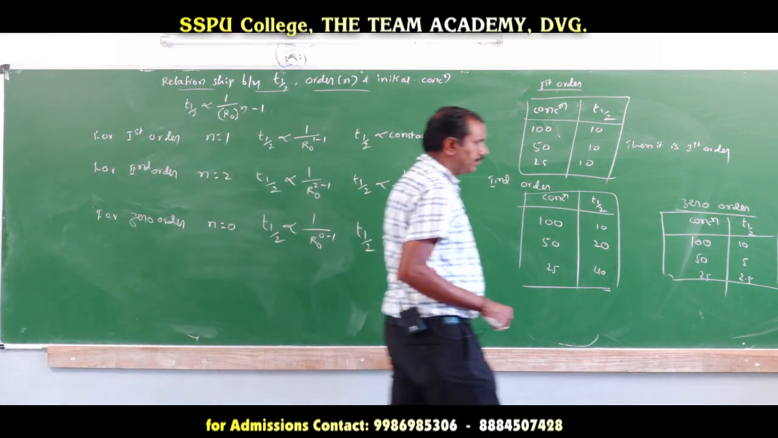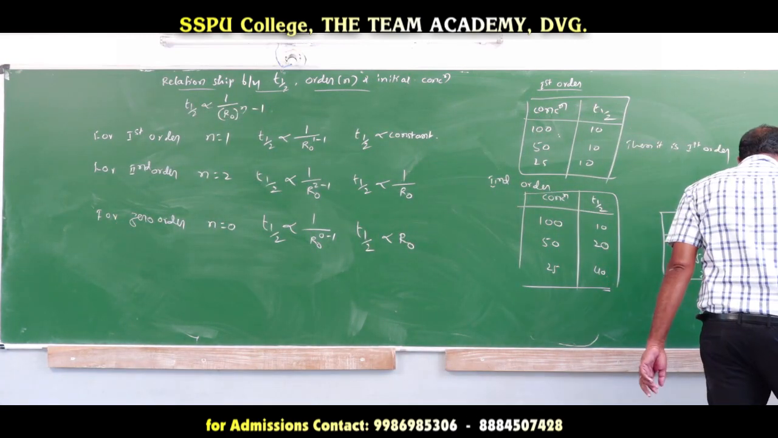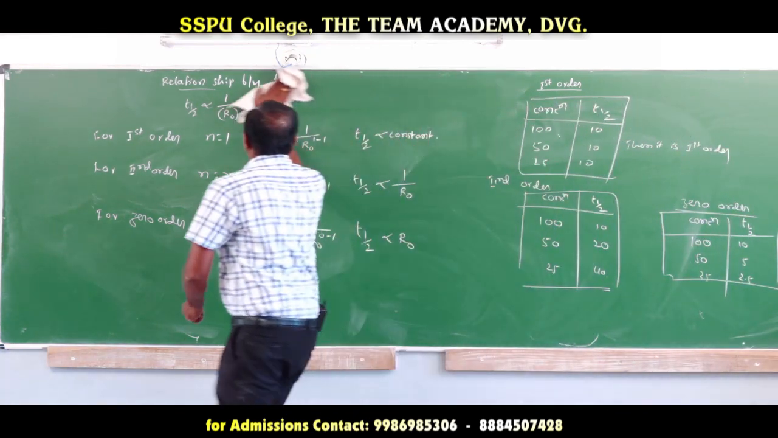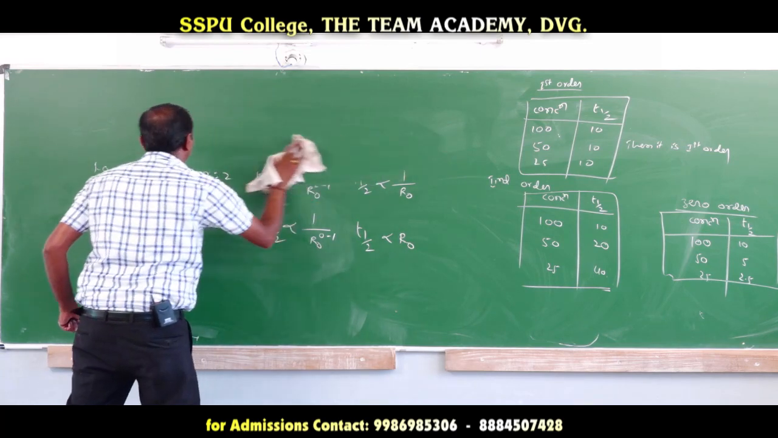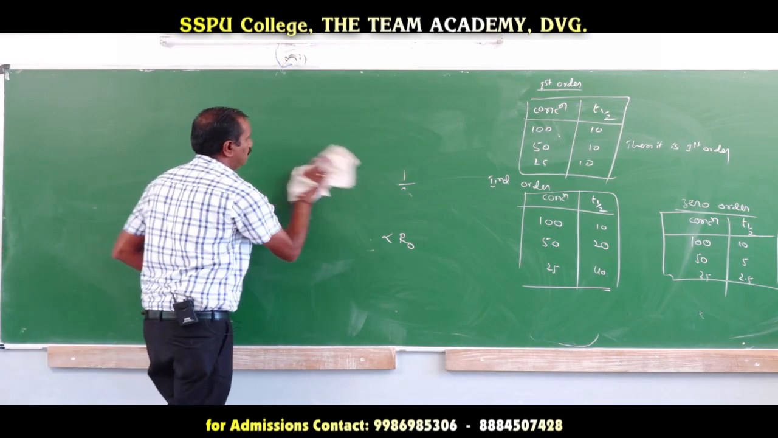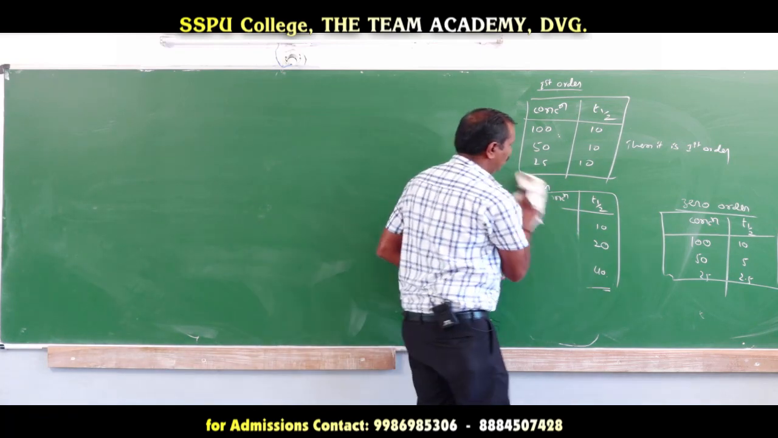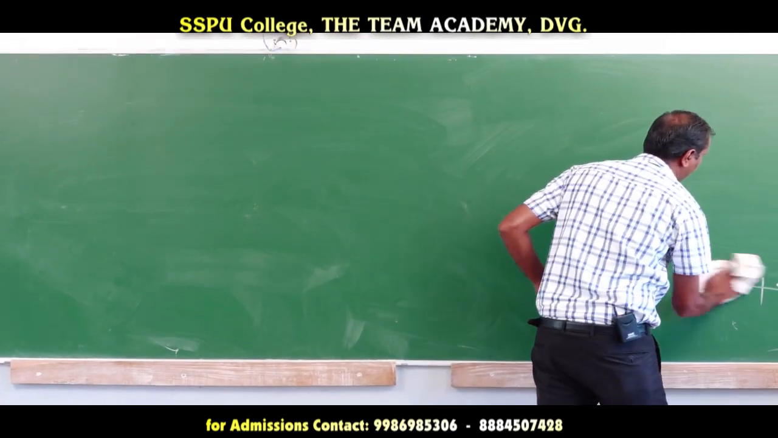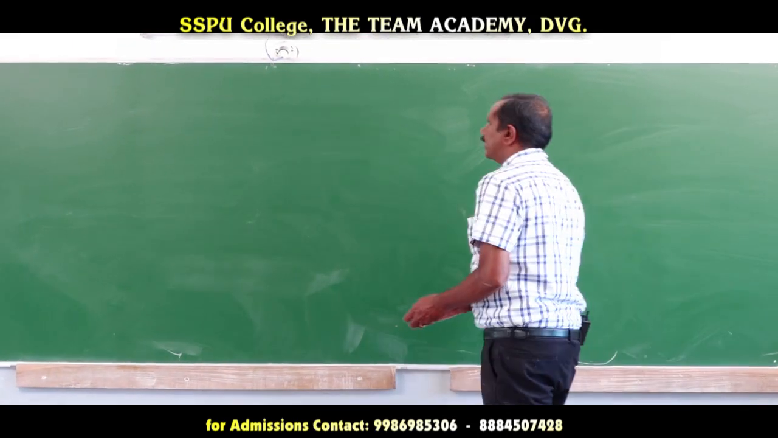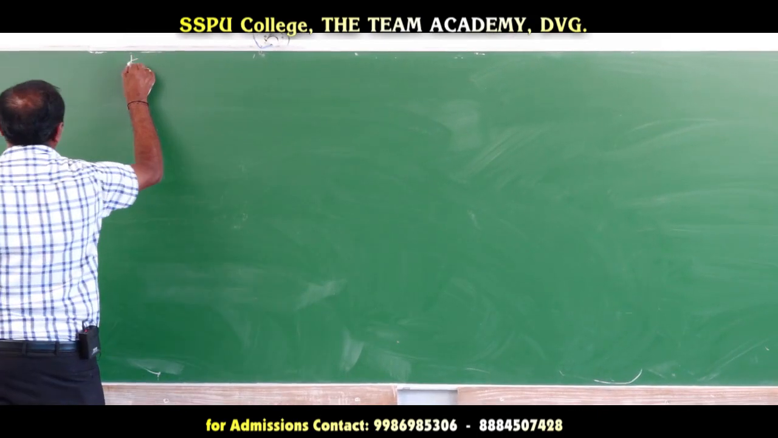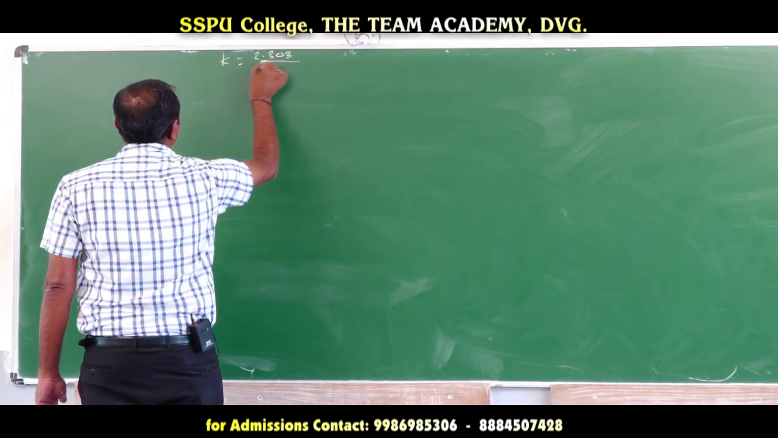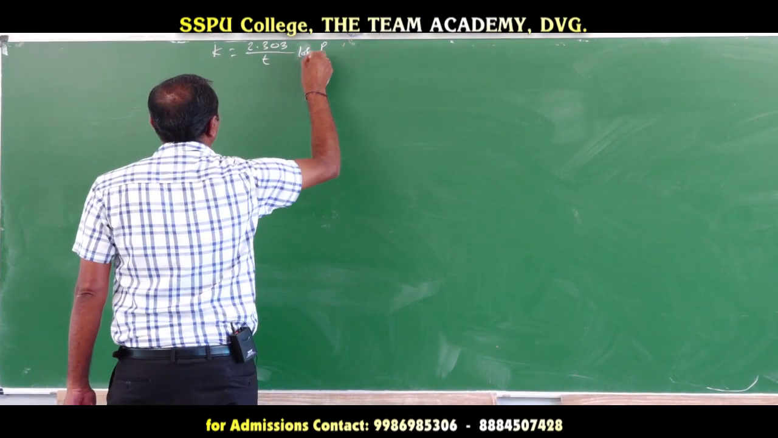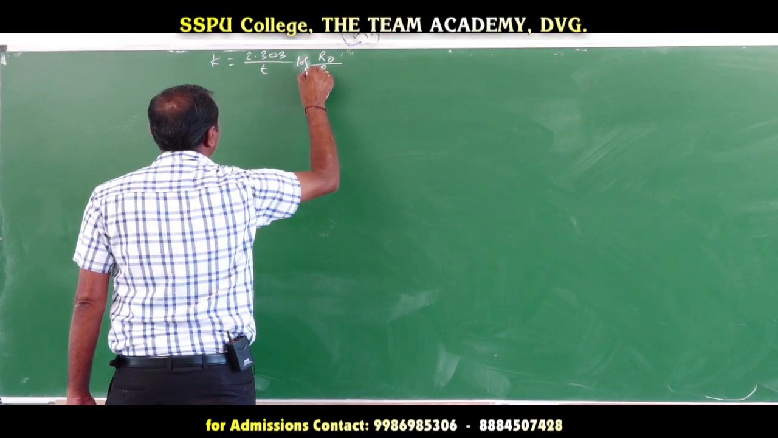Now, we know the first order kinetic equation, that is K is equal to 2.303 by T into log of R naught by R to the base 10.